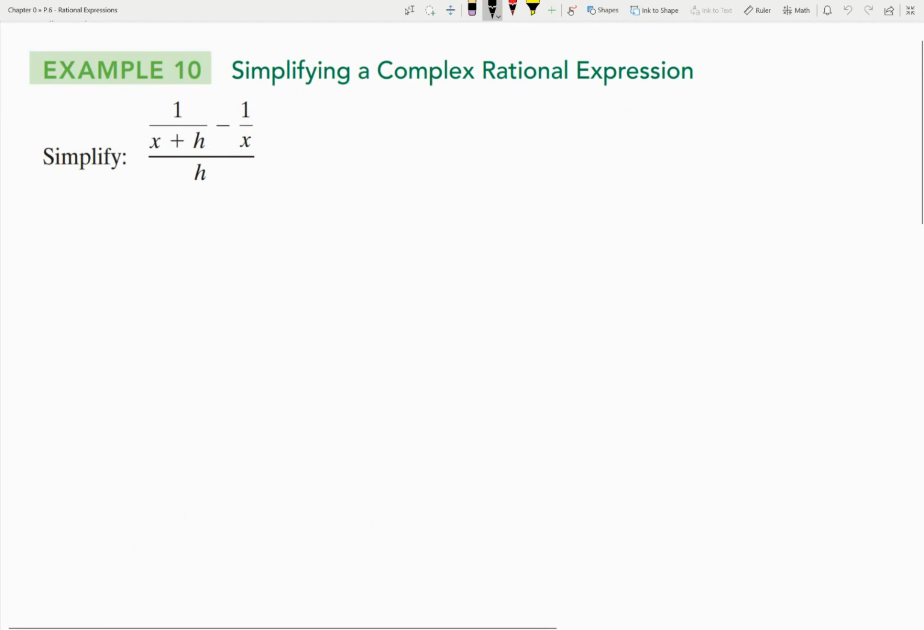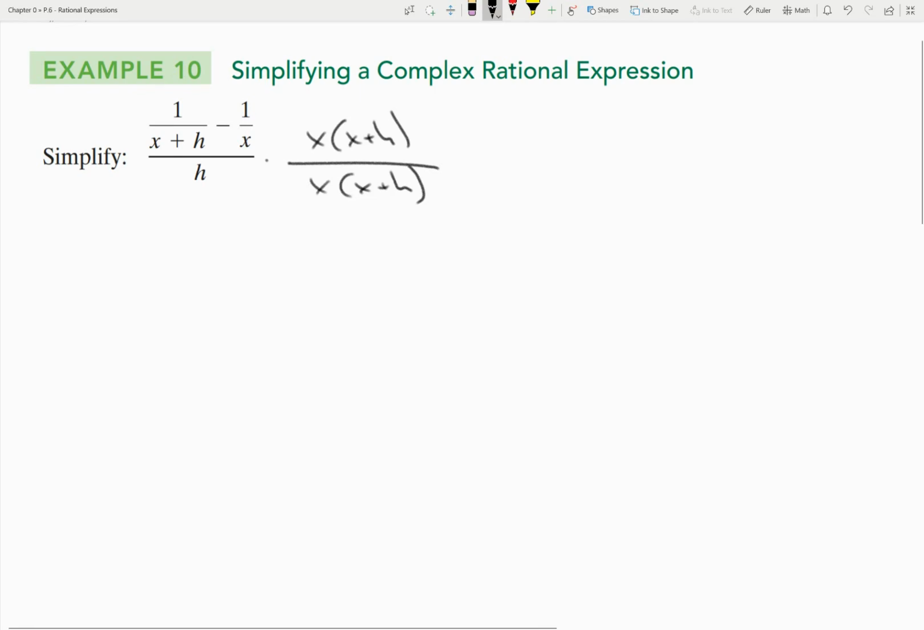So let's do that with this expression. The denominator there is 1. So the least common denominator of this expression is x plus h times x. Let's rewrite it the other way, so x times x plus h. If I do that to the top, I have to do that to the bottom as well.